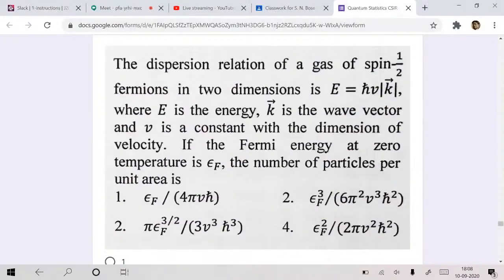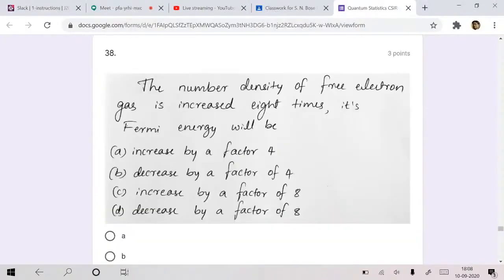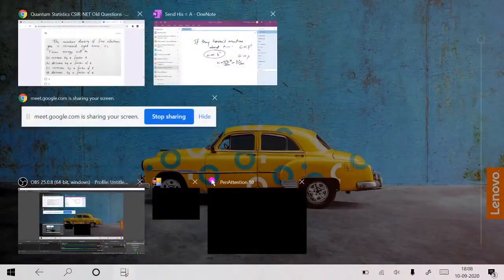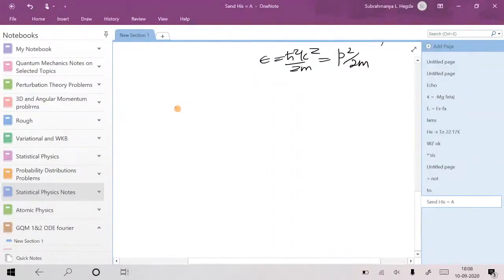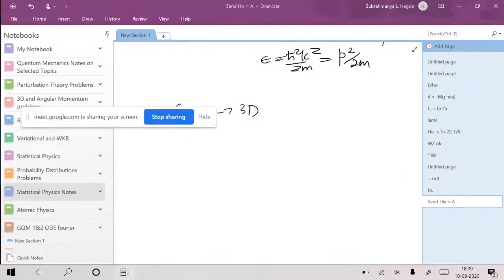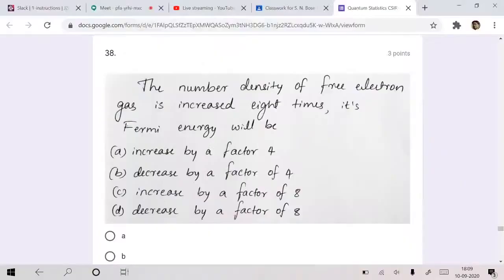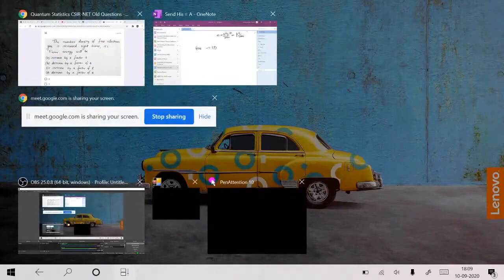Now, the question he is asking, I think this one, am I right? The number density of a free electron gas is increased 8 times, its Fermi energy will be... Now look here, I'm going to solve it like this. Obviously, he said gas, so gas means it should be 3D. Can I say like this? The number density of the free electron gas is increased, and he hasn't talked about the dispersion relation, so I will not worry.